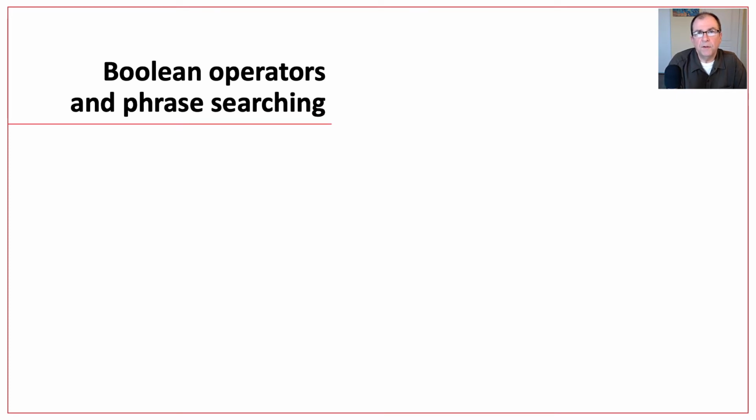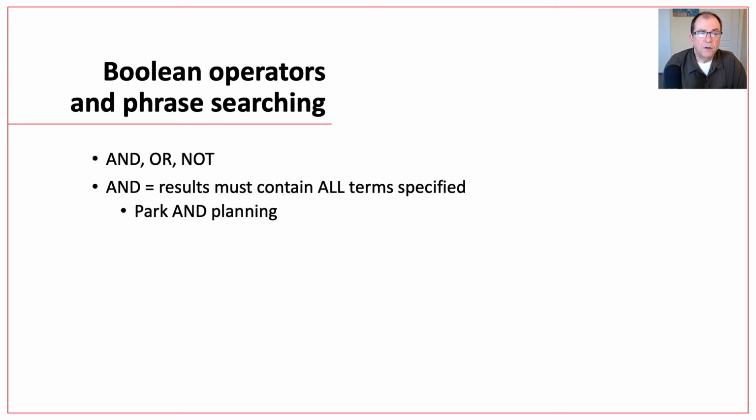So let's move to the first important thing that you'll probably use more often than not, and that's Boolean operators and phrase searching. Boolean operators, there are 3 of them: and, or, and not. They come from Boolean logic, and the important thing to remember is that they link together terms in a logical way, and they tell the search engine to do something. So for example, if you were to take the term park and join it together with and planning, you're telling the search engine, I want you to retrieve all the results in the database that have both the term park and planning somewhere in the record. The results must contain all the terms specified.